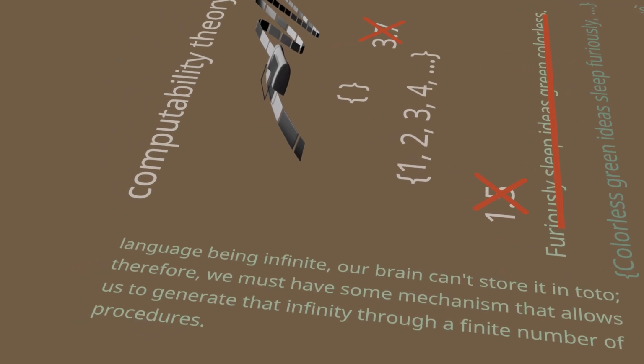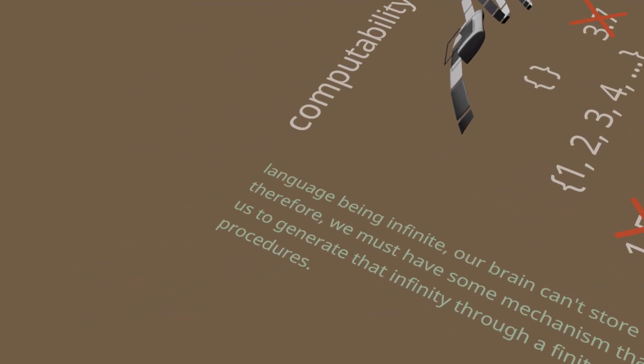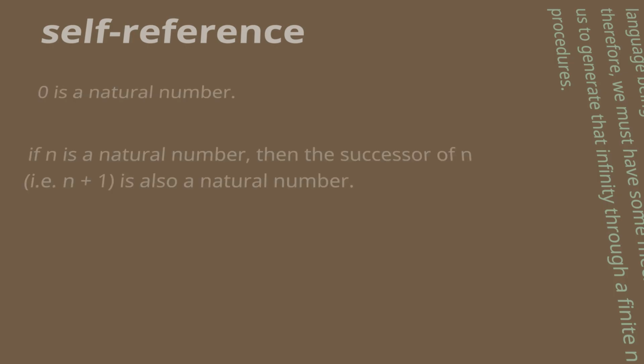More on that later. If you're going to look for a language algorithm like that, one thing you're going to rely on is what David J. Lobina calls self-reference. For the set of natural numbers, in simple terms, my algorithm could be something like this, using Lobina's example. 0 is a natural number. If n is a natural number, then the successor of n, i.e. n plus 1, is also a natural number.